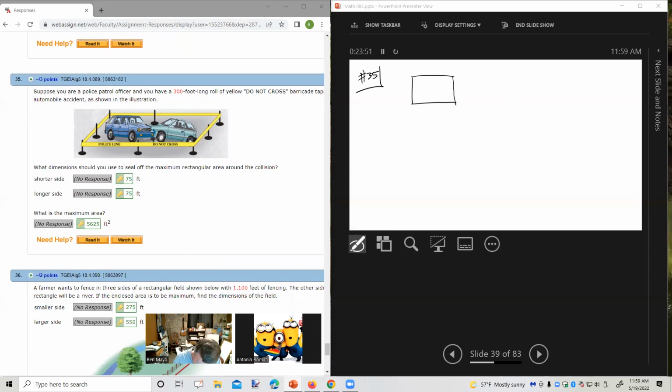We have a total of 300 feet of tape. So the entire perimeter all the way around this is 300 feet, okay? Mm-hmm. If that's true, would you agree that half of it would have to be 150 feet? Yes. So we're going to label these two sides. We're going to call one of them x and the other 150 minus x. And again, let me illustrate that with a piece of paper here.